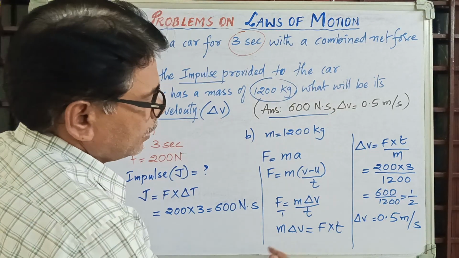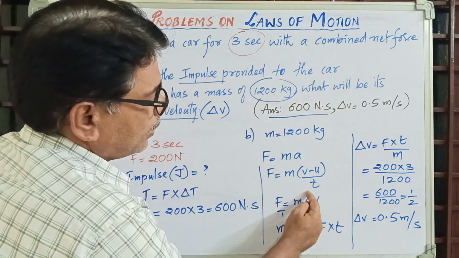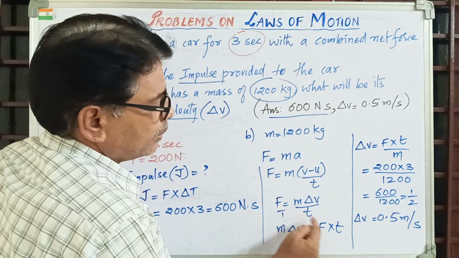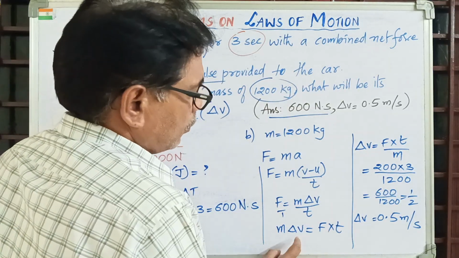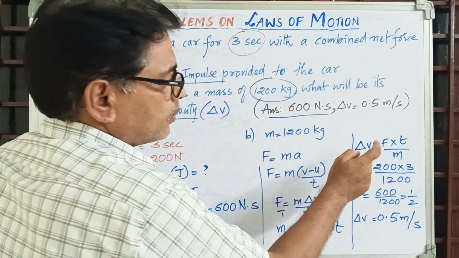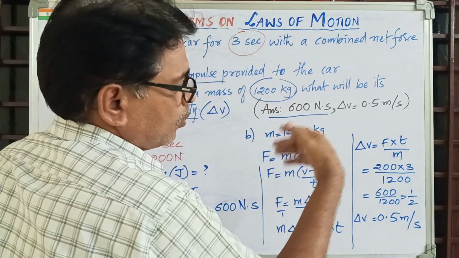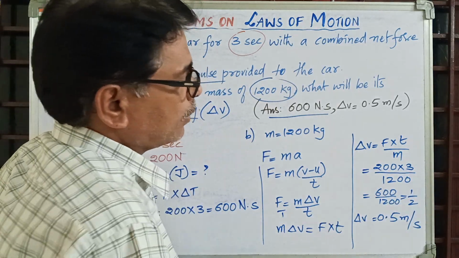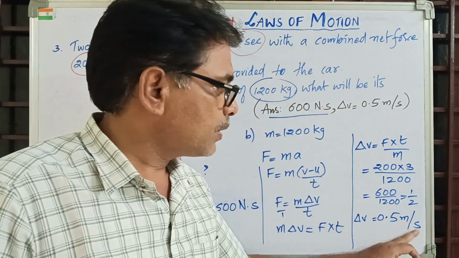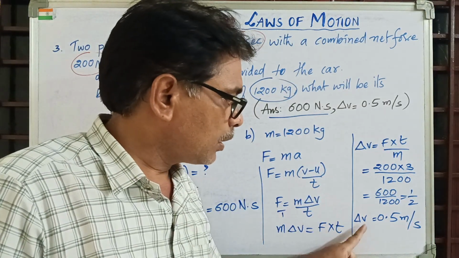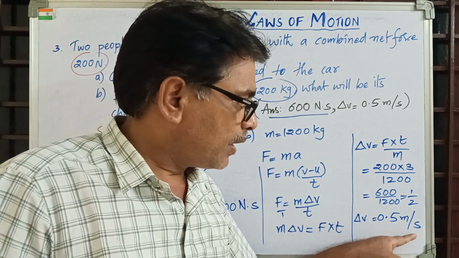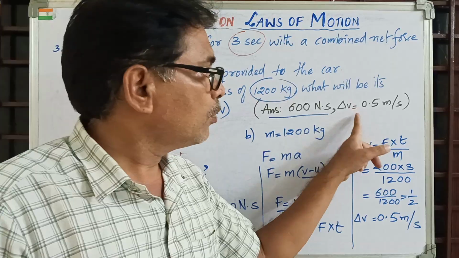So cross multiply: m delta V into 1 is m delta V is equal to f into t. So we want only delta V. Our problem is to calculate velocity. So delta V is equal to F t by m, m goes to the other side as a denominator. When you substitute, you will get this answer. Now the unit is what? Meter per second. Why? Because you are calculating velocity. Velocity is displacement by time or length by time. So you got the answer.